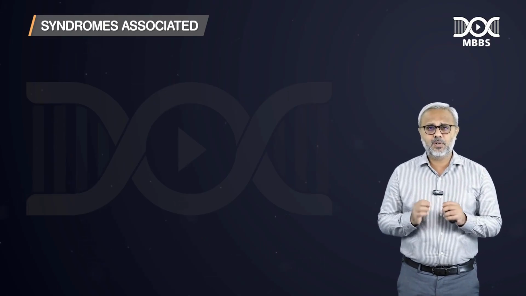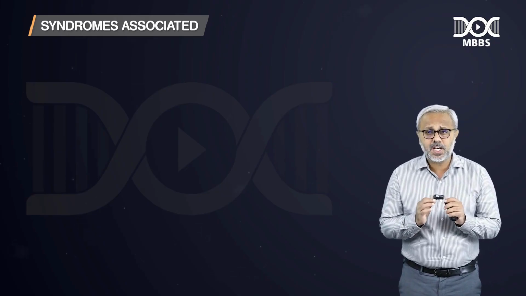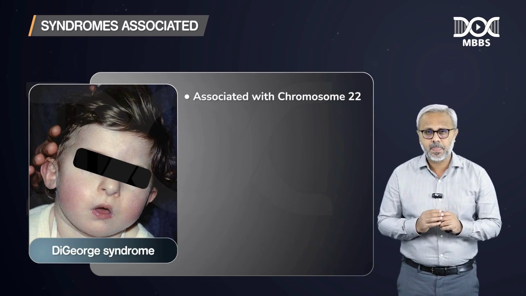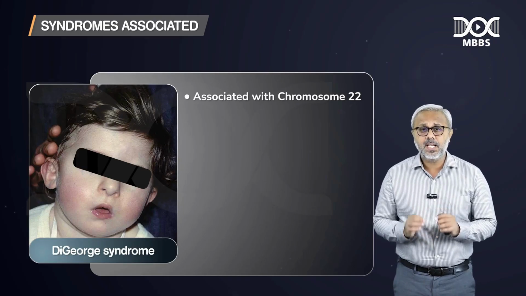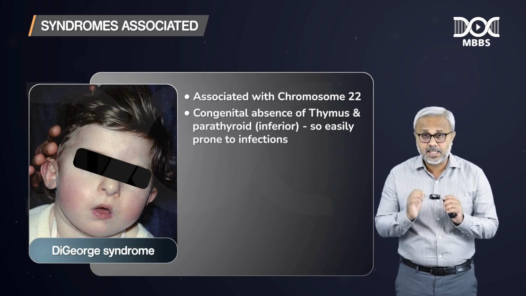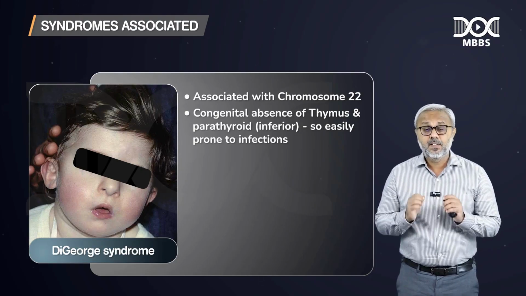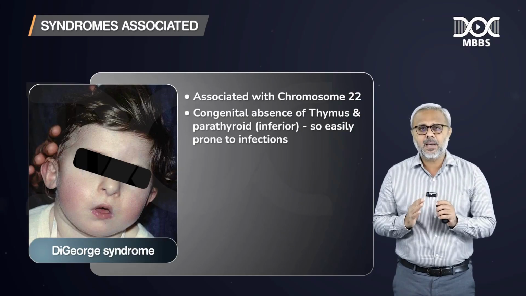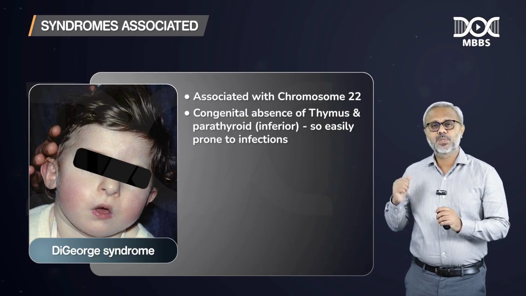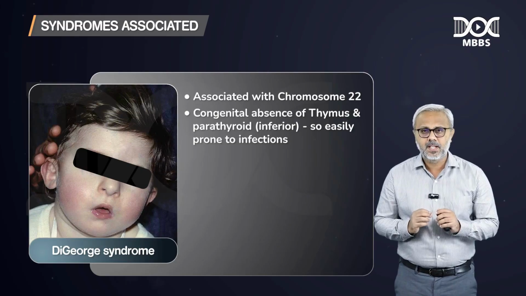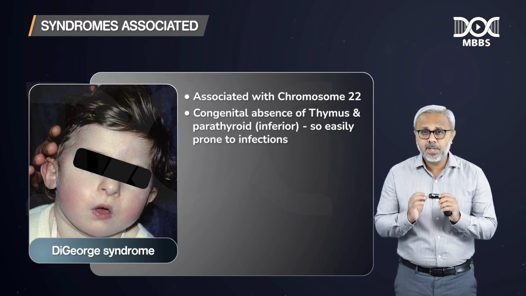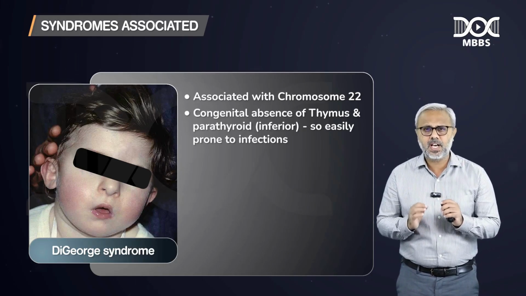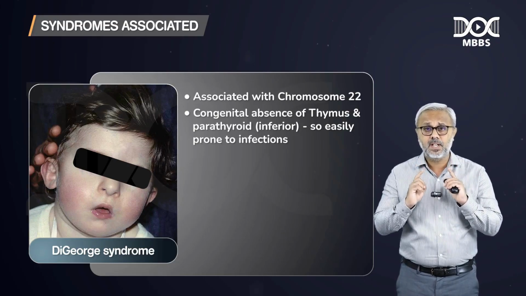The third important syndrome that is associated with the pharyngeal arch development is DiGeorge syndrome associated with chromosome 22. Now this syndrome is characterized by congenital absence of the thymus and the parathyroid gland. Which parathyroid? Mainly the inferior parathyroids, right? So the congenital absence of thymus and parathyroid gland is what we call DiGeorge syndrome. The absence of thymus will predispose the children born with DiGeorge syndrome to infections. They are very prone to infections because of the absence of thymus.